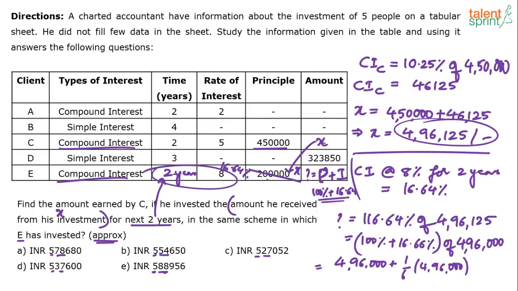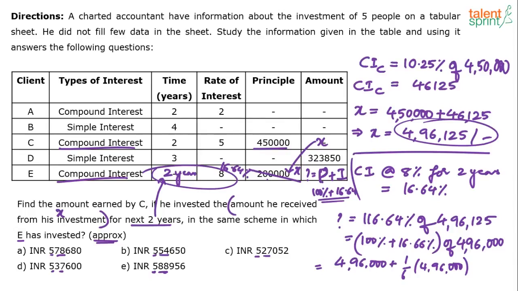4,96,000 by 6. So 4,80,000 plus 16,000. 4,80,000 by 6 is 80,000. 16,000 by 6 is 2,666 to be precise. So 80,000 plus 2,666 is 82,666. So 4,96,000 plus 82,000 approximately.